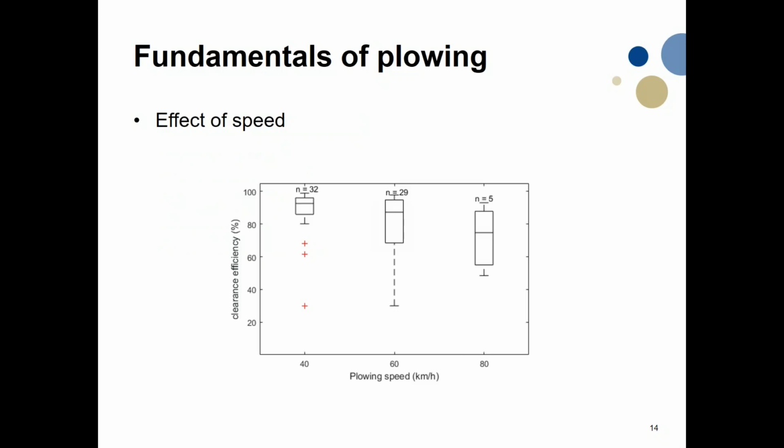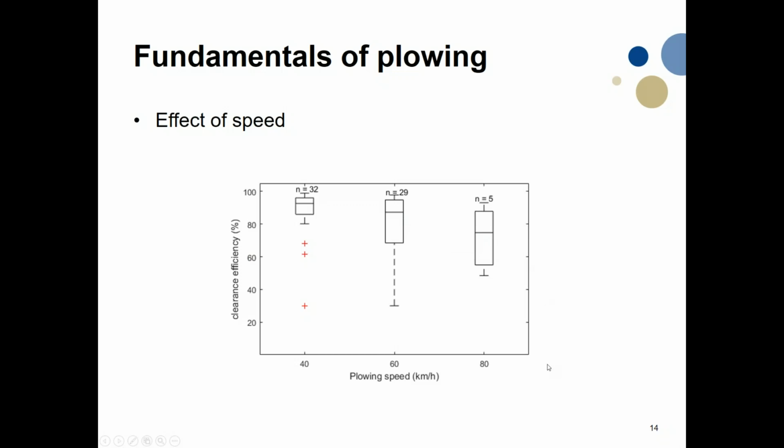There is some data available on the effective plow. This is a collection of studies done in Norway, where we measured the clearance performance by simply scraping with a vacuum cleaner and a brush the amount of snow before and after the plow. And what you see is that at 40 kilometers per hour, you have a rather high clearance performance, up to 90–95%. But as you go higher in speed, basically all the plows will reduce their clearance efficiency.